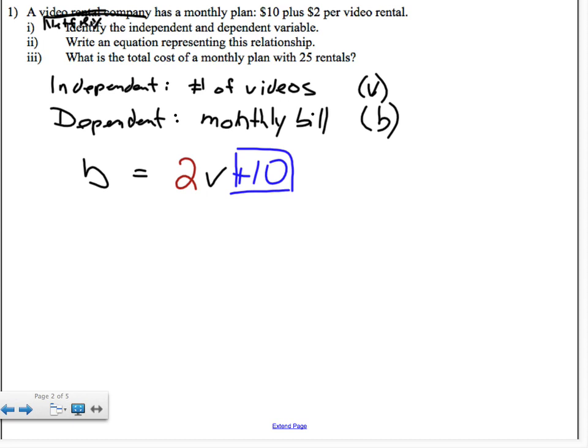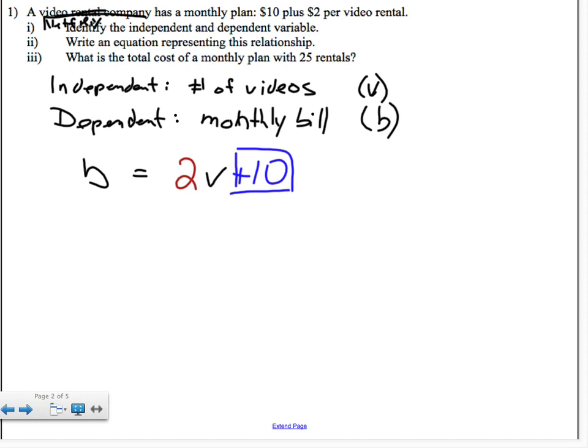So that's where we get the 10 from, right? It's our initial cost, our initial value. What's the value of the dependent variable when the independent variable is set to 0? There are several ways of thinking of that, right?